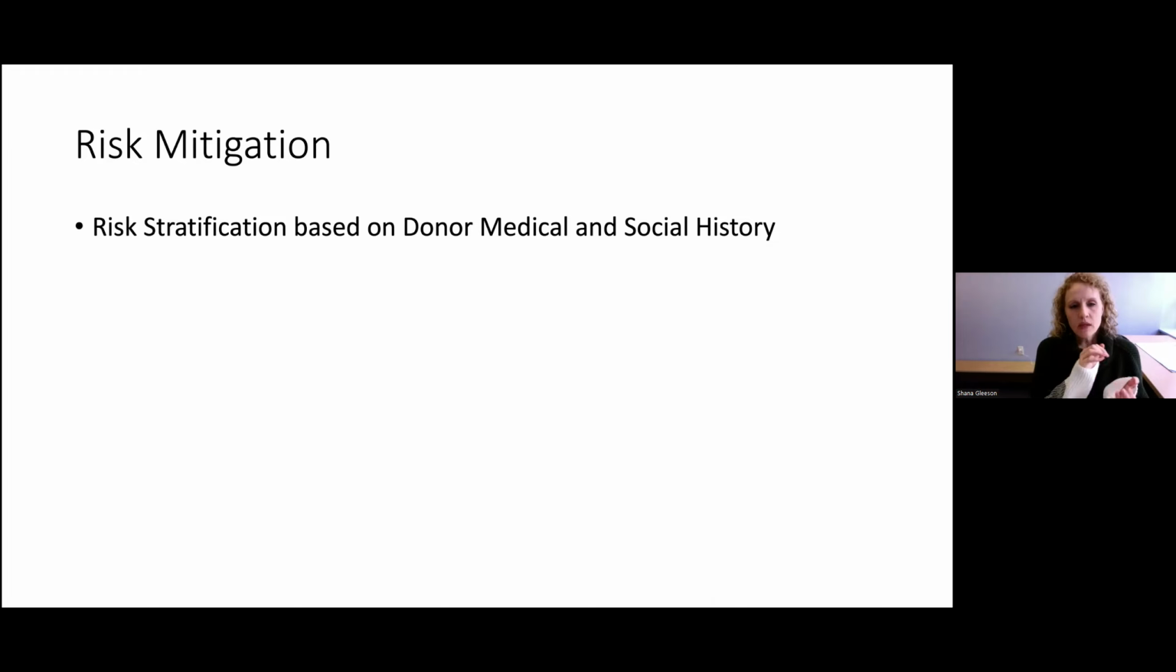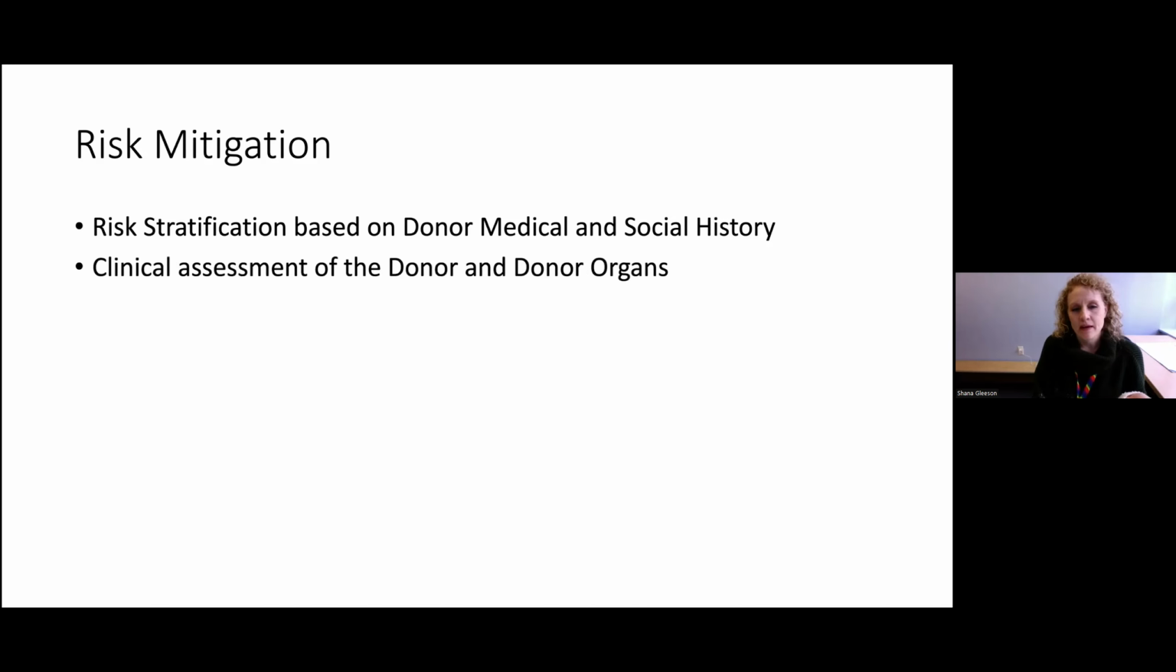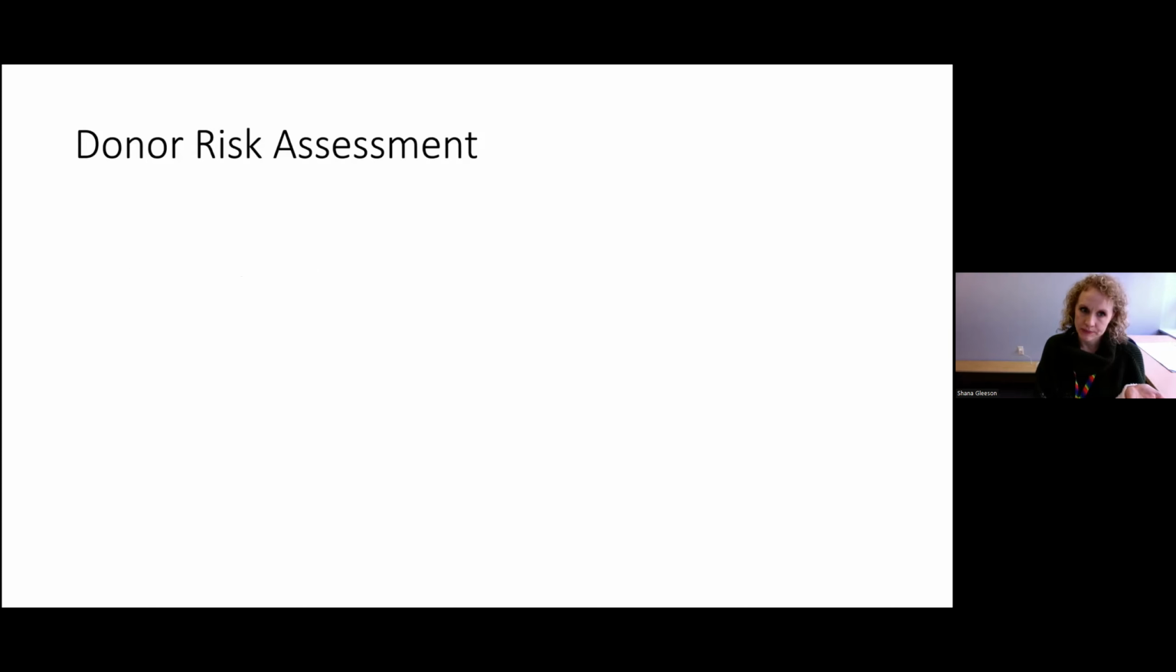So we get the donor's medical and social history. Is there anything that definitely means we can't use them as a donor? Or even if there are things that don't exclude them, does it give us clues of things we should test them for to make sure we're in the clear before we do organ procurement? Along with that is a clinical assessment of the donor: are they having any signs of active infection? There's also assessment of the organs in the OR to see if there are any concerns in the patient's body or in the organs themselves before using them. And then lab screening of the donor as well.